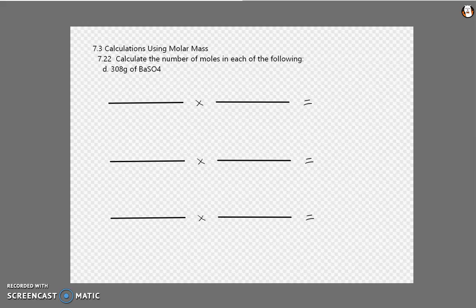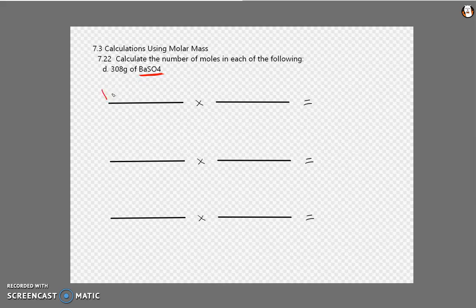So this is 7.3, and this is calculations using molar mass. For 7.22, they want us to calculate the number of moles in each of the following: 308 grams of BaSO4. So first, we're going to start off by finding the molar mass of BaSO4. So we're going to do Ba first.